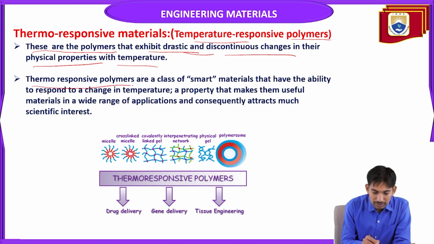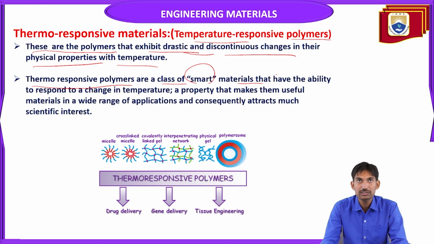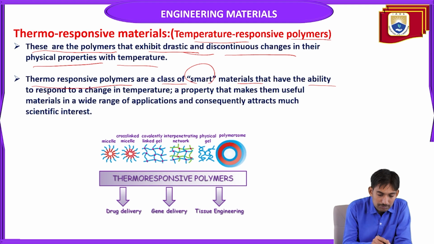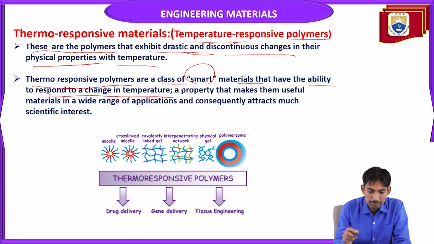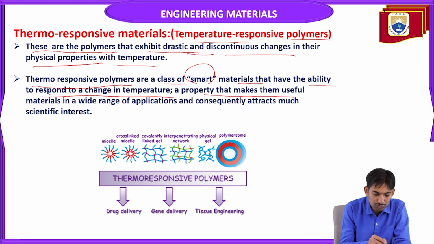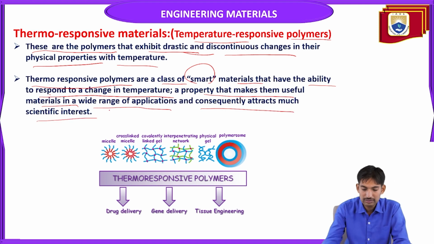The thermoresponsive polymers are a class of smart materials. They come under smart materials that have the ability to respond to a change in the temperature. These materials respond to the temperature and their properties change. This property makes them useful materials in a wide range of applications and consequently attracts much scientific interest.